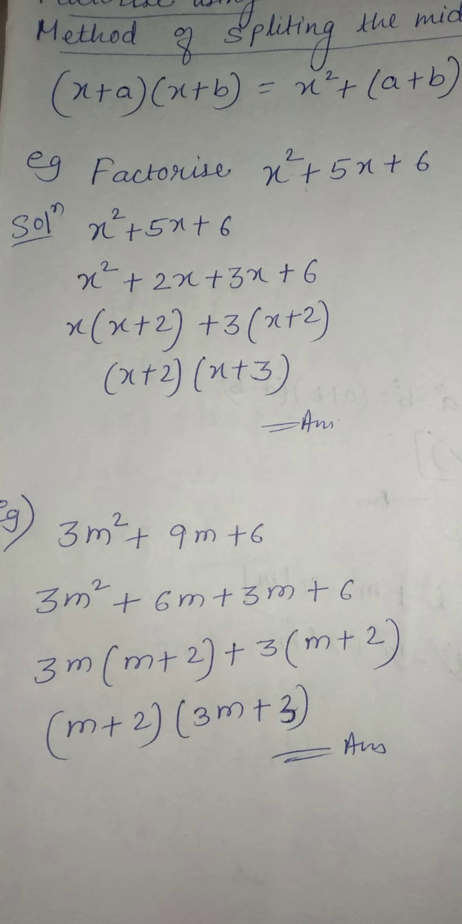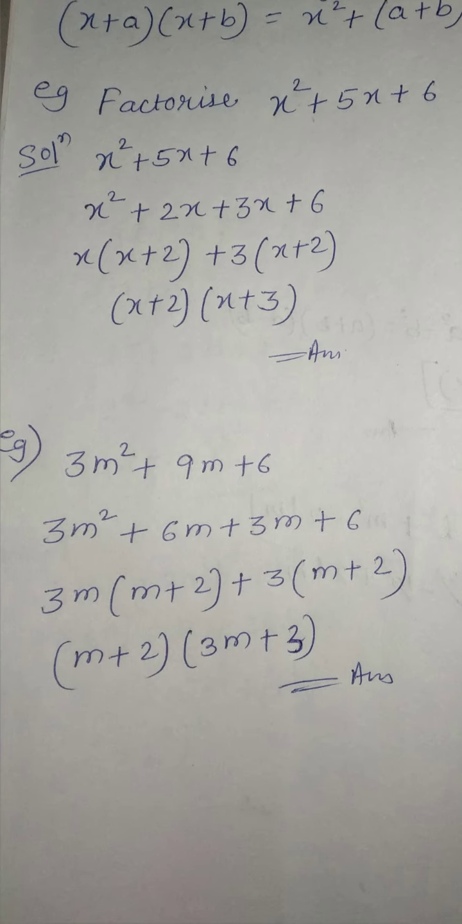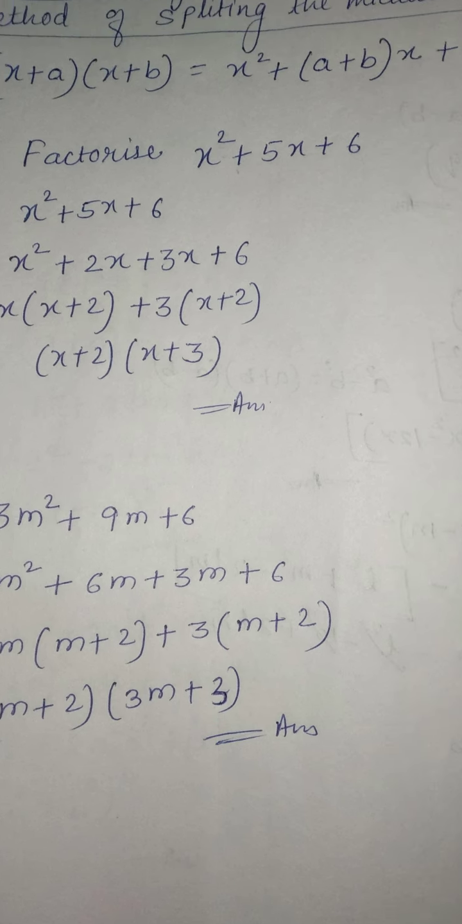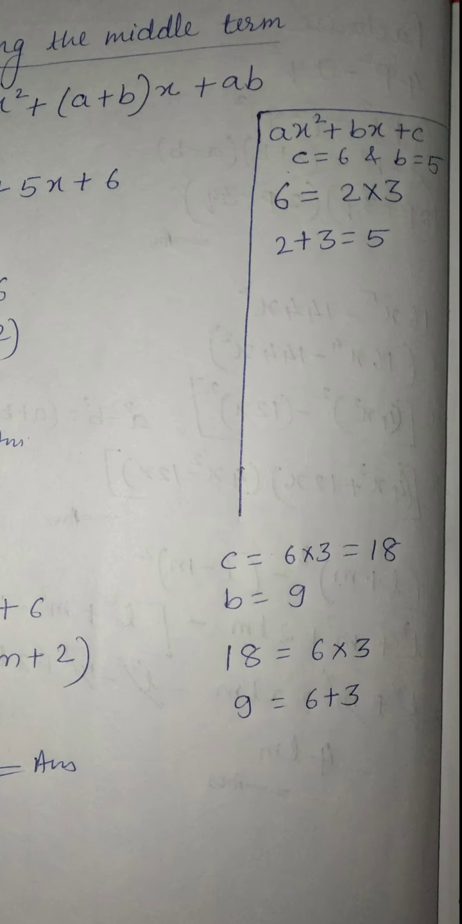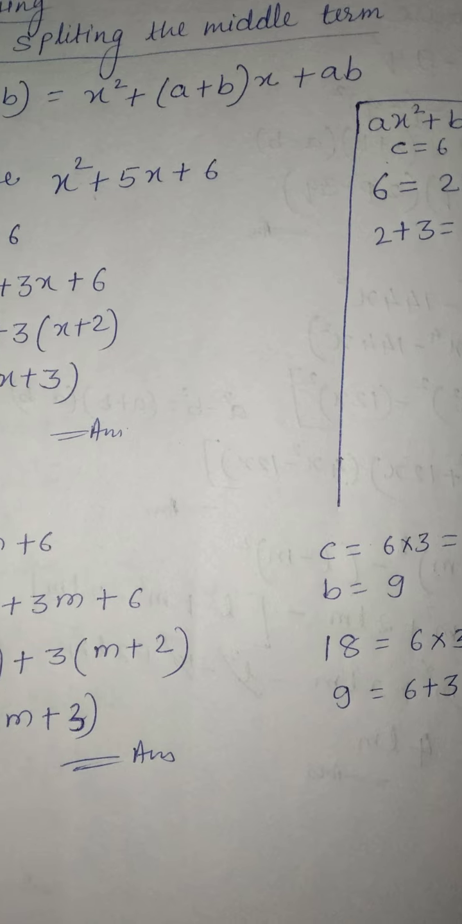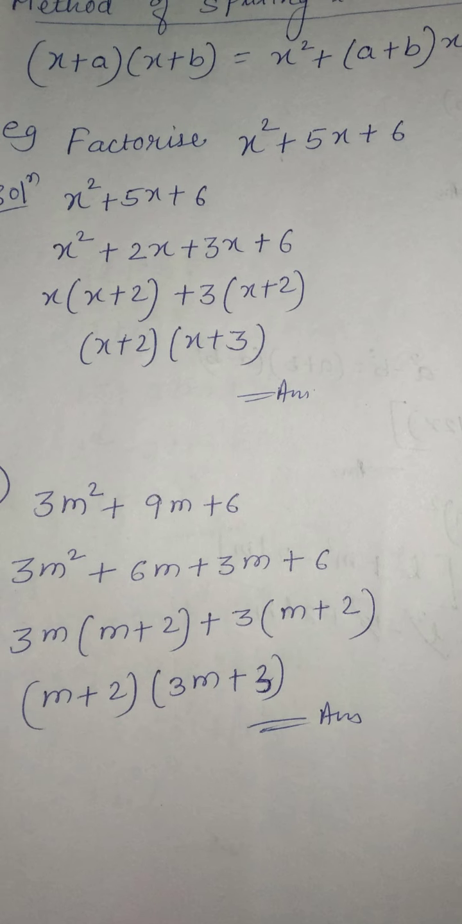Now the next question. You see it is 3m square plus 9m plus 6. This is again in the form ax square plus bx plus c. Here this question is slightly different from the first question. You need to be careful about this point. What is that? Here it is 3m square. In the first question it was x square, here m square is there.